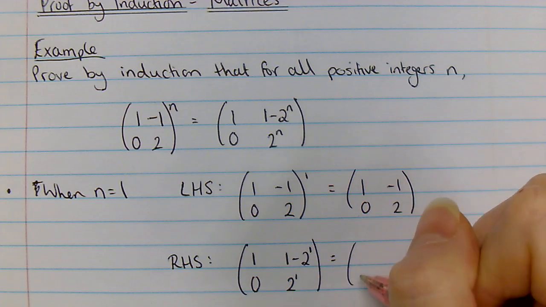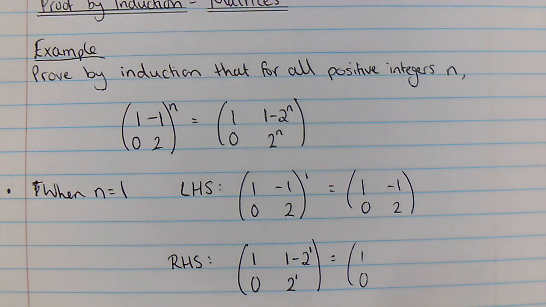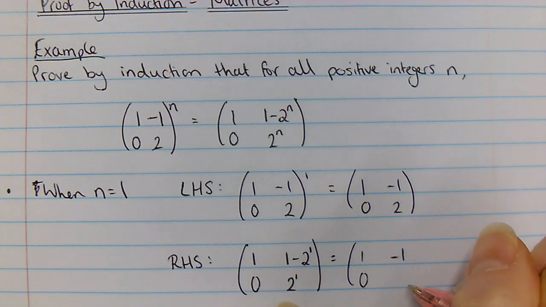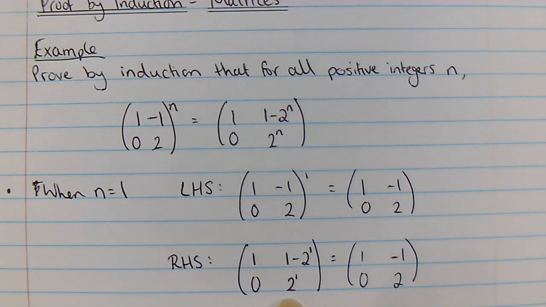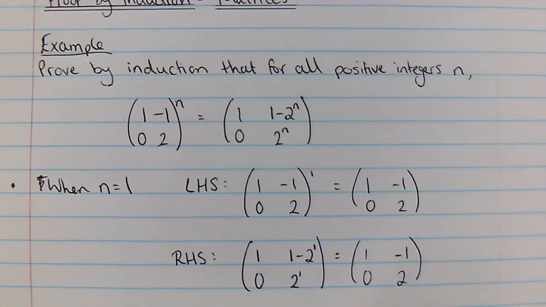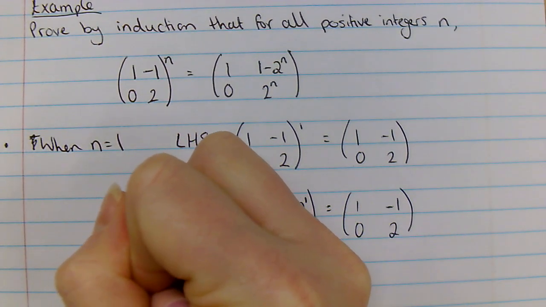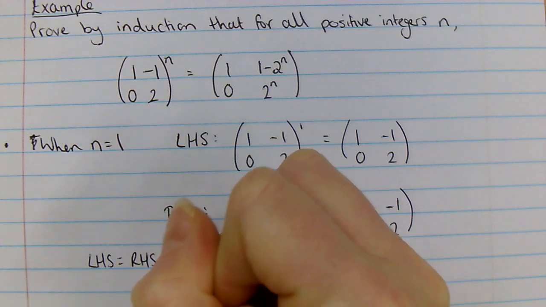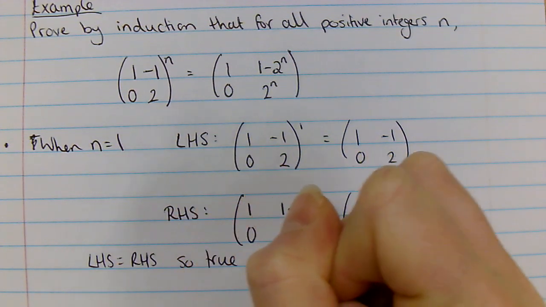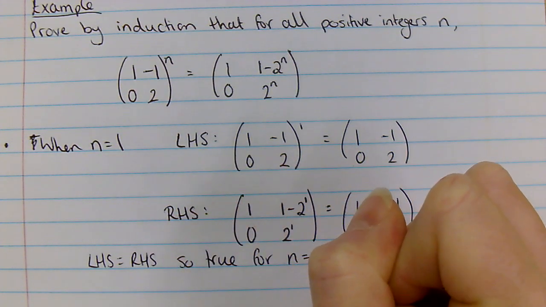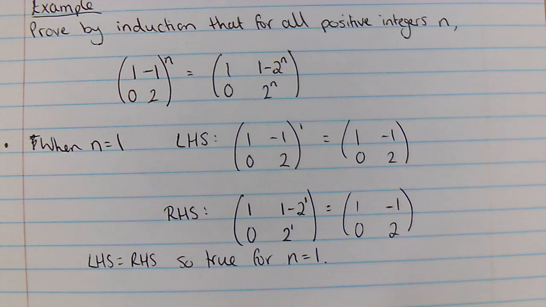Hopefully you can see on this one, the 1 and the 0 are obviously staying the same. And then 2 to the power of 1 is 2, so 1 take away 2 is minus 1, and 2 to the power of 1 is 2. So we're showing there that the left-hand side does equal the right-hand side. So true for n equals 1. As always, the first step is always when n equals 1.